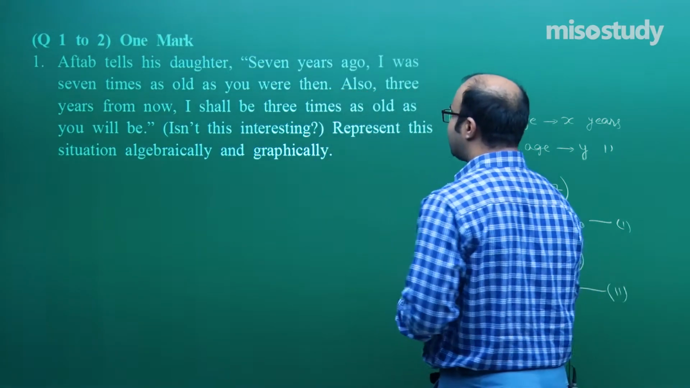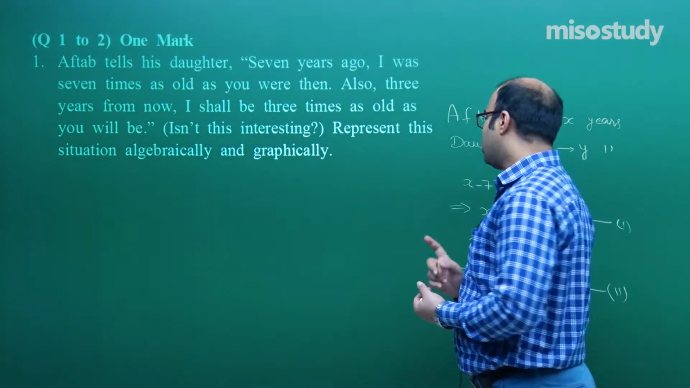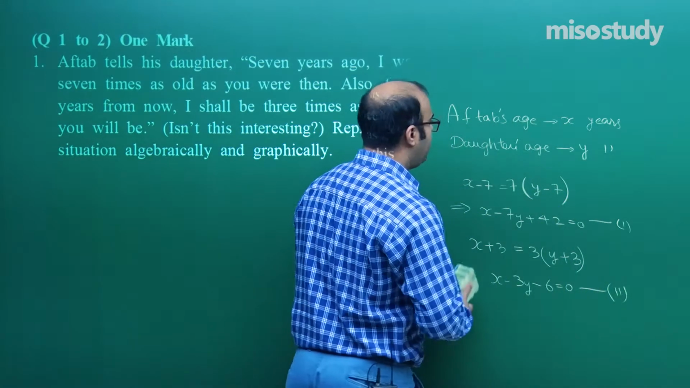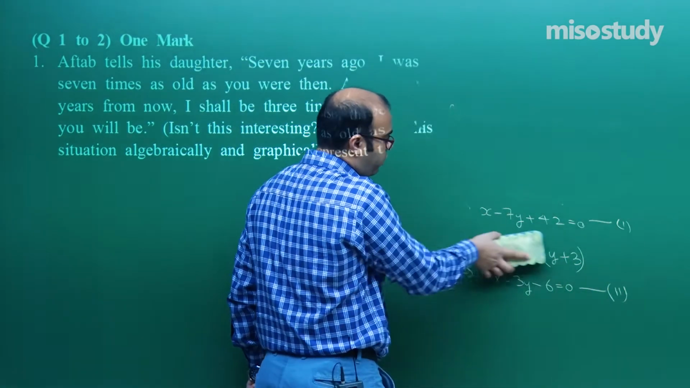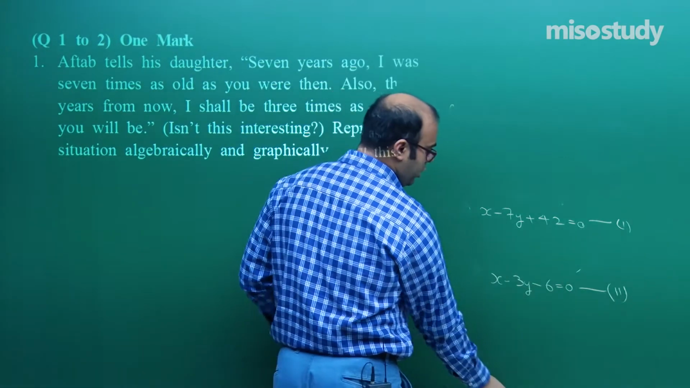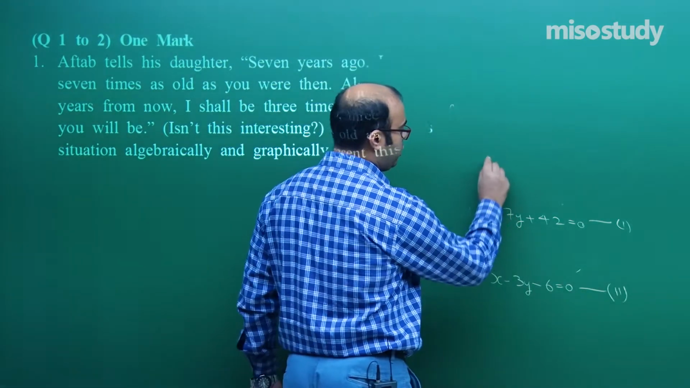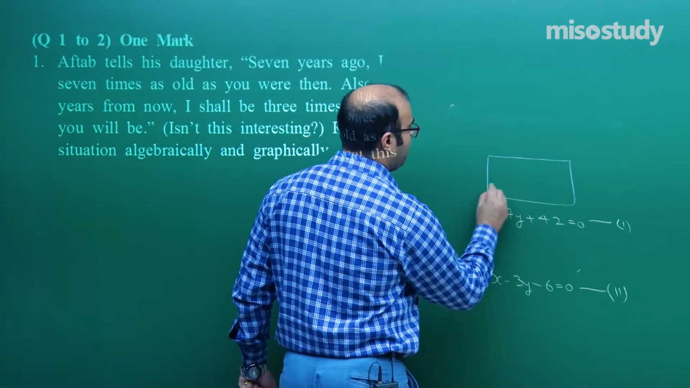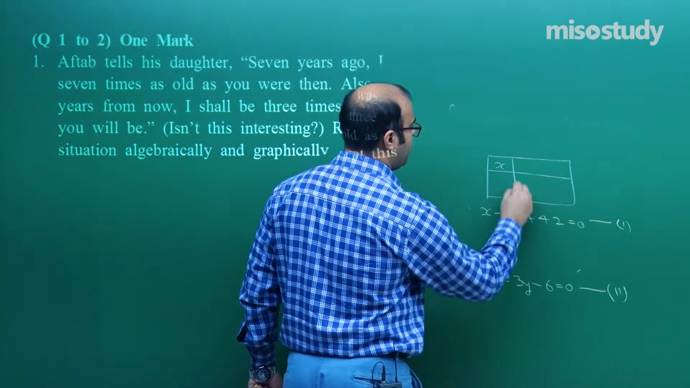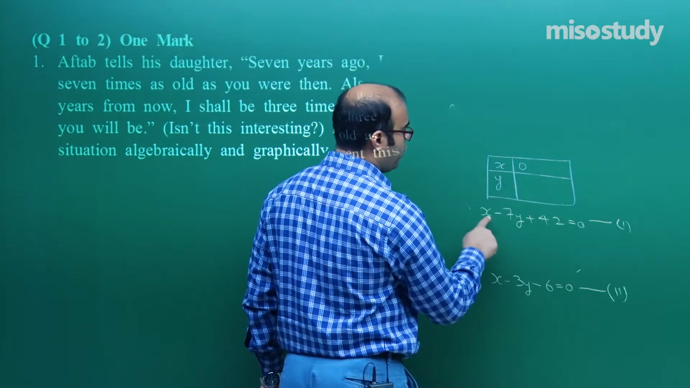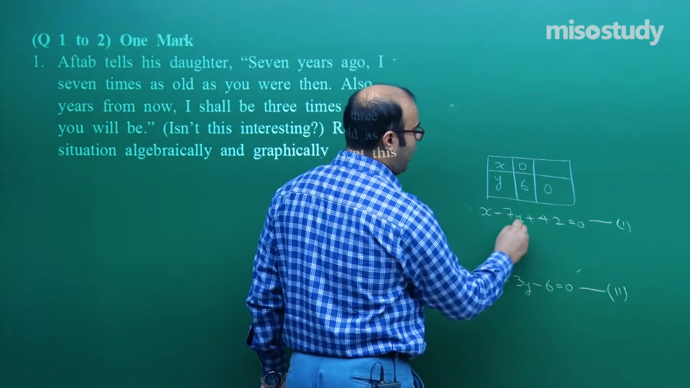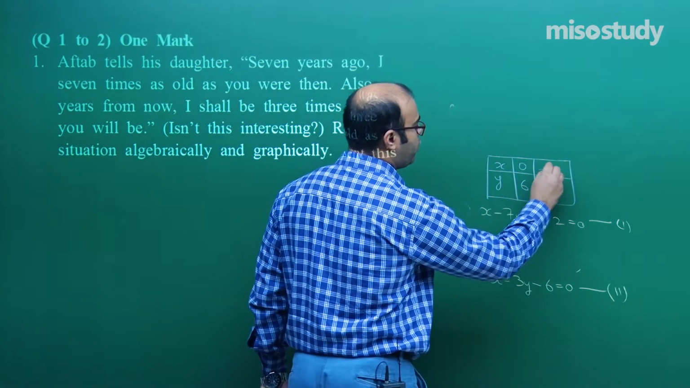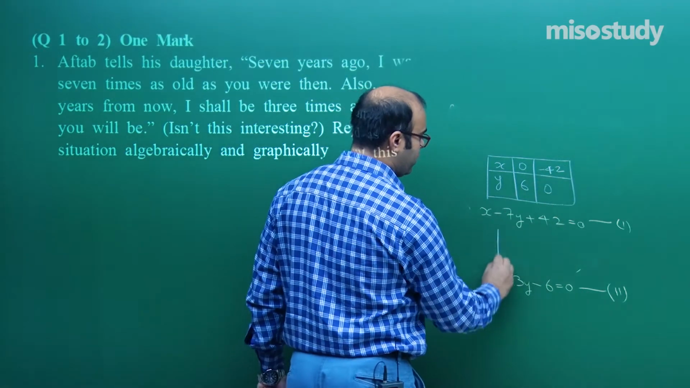Another thing which is asked is to show it graphically. How do we show it graphically? As you remember, we have got these two equations, the first equation and the second equation. In order to represent the first equation, we will take values of x. Let us take x is equal to 0. Then y will be 6. And if we take y is equal to 0, x will be minus 42. So this is the first one.